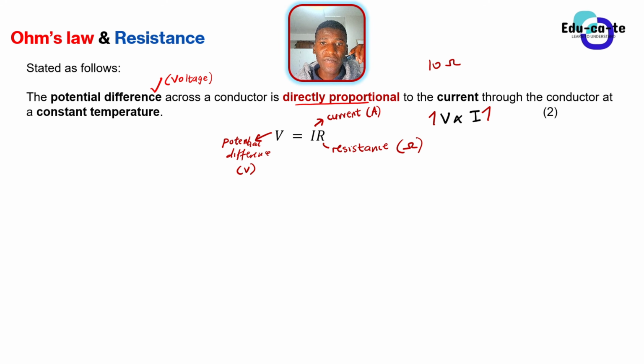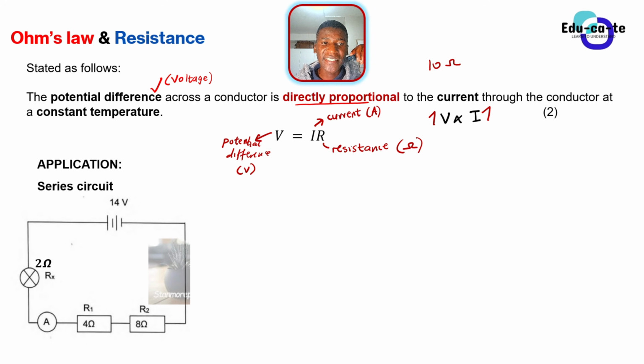So basically we have got a couple of things where we can apply this Ohm's law and its postulates to different types of questions. We can look at the first application, which is a series circuit. So here we're having a series circuit with a battery that is 14 volts. So this is the total voltage of the battery. Since there's no internal resistance, we're just going to say it is the EMF.